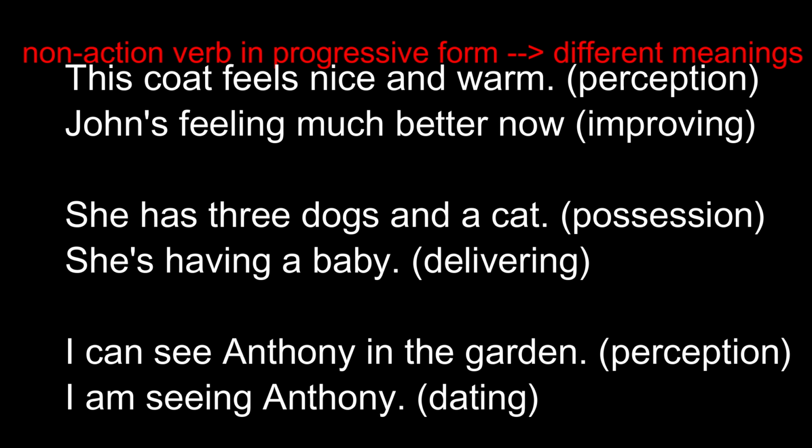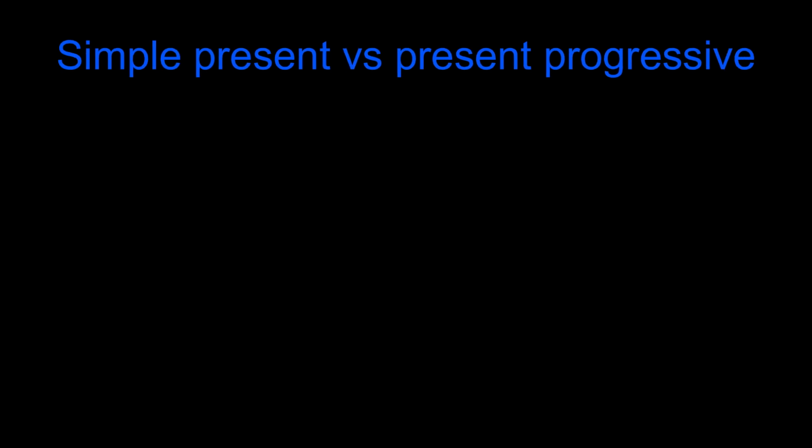She has 3 dogs and a cat. Possession. She's having a baby. Delivering a baby. I can see Anthony in the garden. Visual perception. I am seeing Anthony. Dating someone.